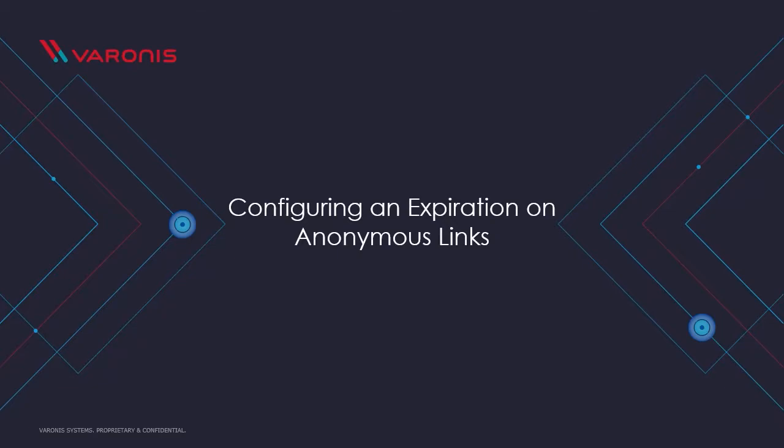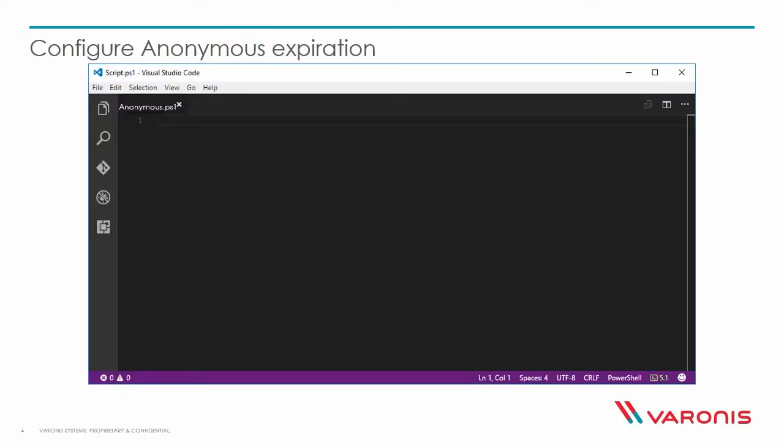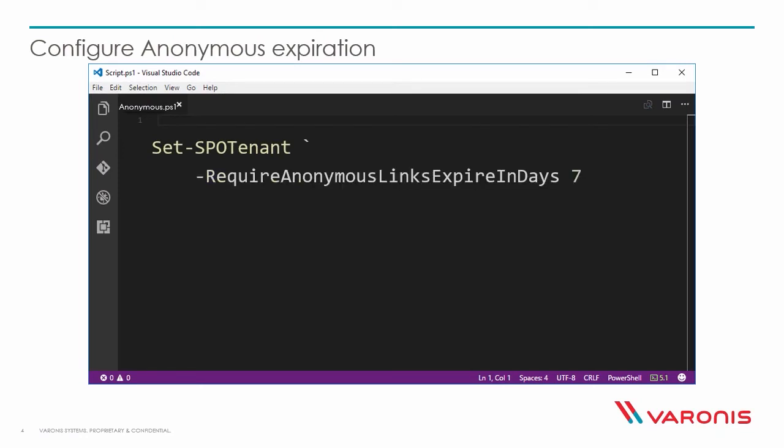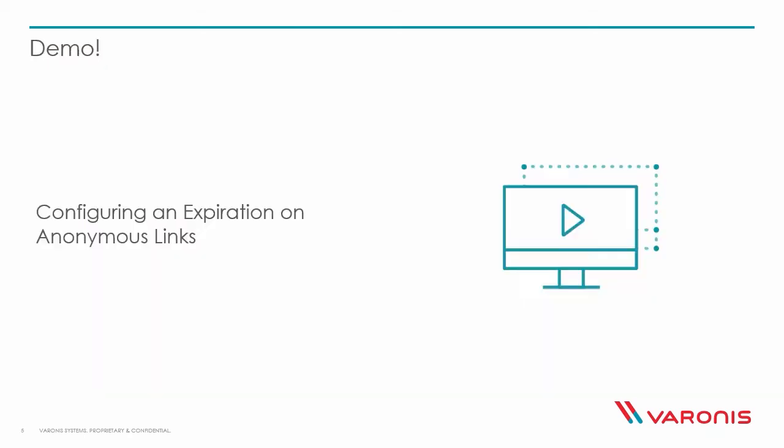So how do we do it? Configuring the anonymous expiration can be done via PowerShell with the Set-SPOTenant PowerShell commandlet, and the parameter name is RequireAnonymousLinksExpireInDays, and then the number of days. In this case, I set it to 7. So that is it. As you see, it's really simple and is really a setting that I think every tenant admin should configure on their environment. So now let's go to the demo environment and see how this looks like in real life.